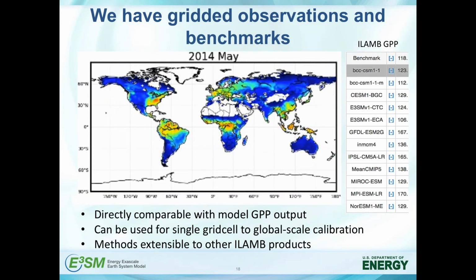And so this variable is directly comparable with the model GPP output, and it can be used for calibration of model parameters from single grid cells to global scales. And the methods that we're developing here will be extensible, we hope, to other ELM products or other gridded types of observations that we might want to use to try to constrain model predictions in the future.